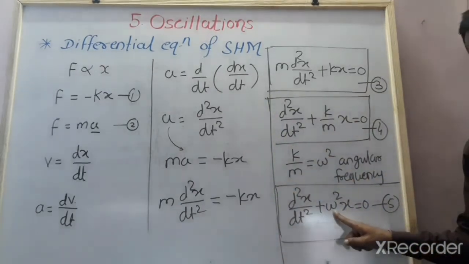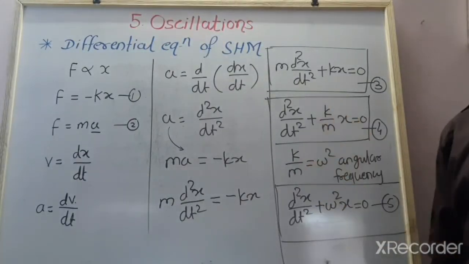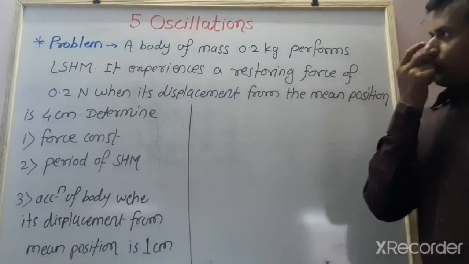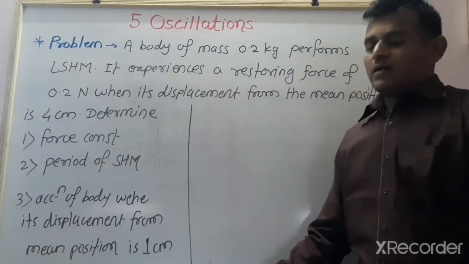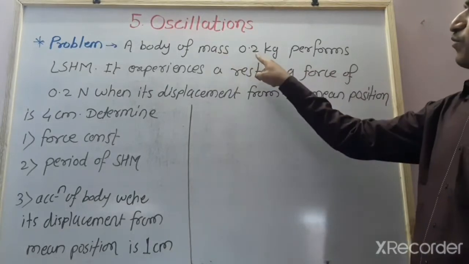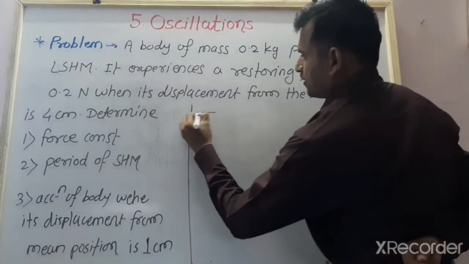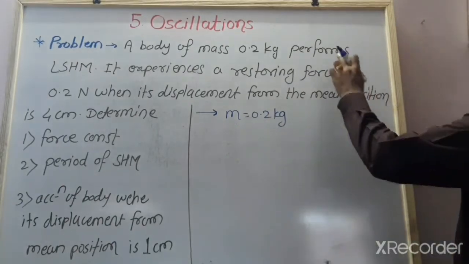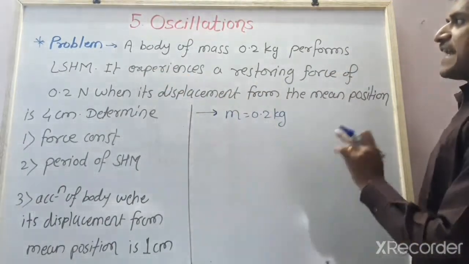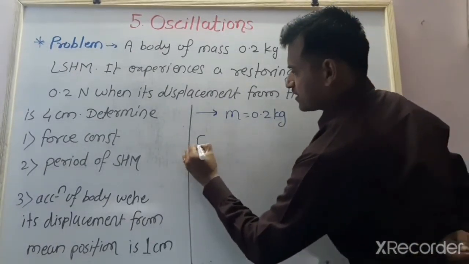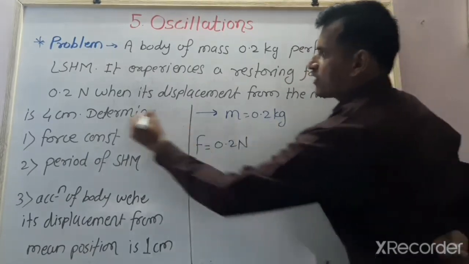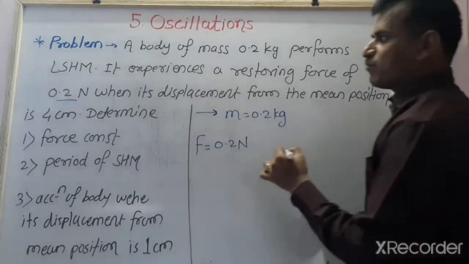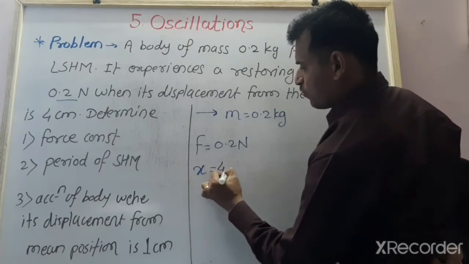This omega is called the angular frequency, x is the displacement. These are the differential equations of simple harmonic motion. Now we solve one problem. A body having mass 0.2 kilogram performs linear simple harmonic motion. It experiences a restoring force of 0.2 Newton when its displacement from the mean position is 4 centimeter.